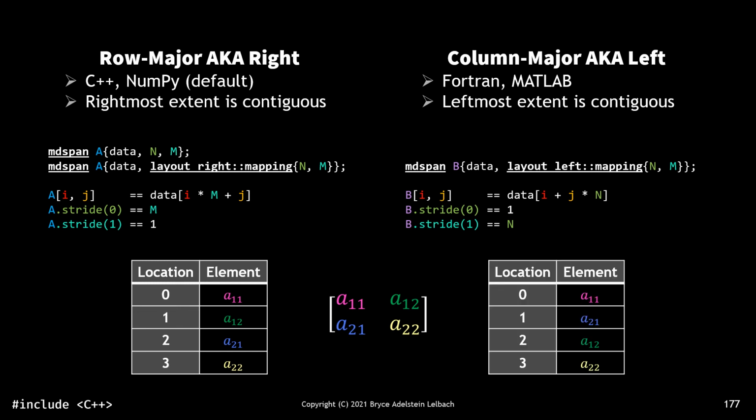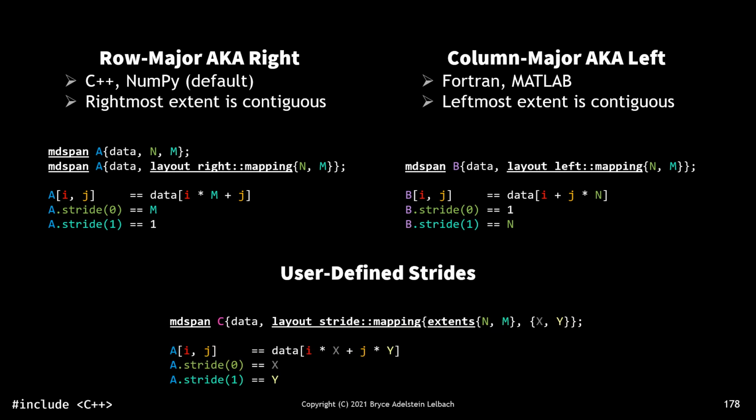If we had a 2 by 2 matrix in layout left, the two elements in the first column would have data location 0 and 1, and the two elements in the second column would have data location 2 and 3. There's also a standard layout that allows you to explicitly specify the strides for each extent.